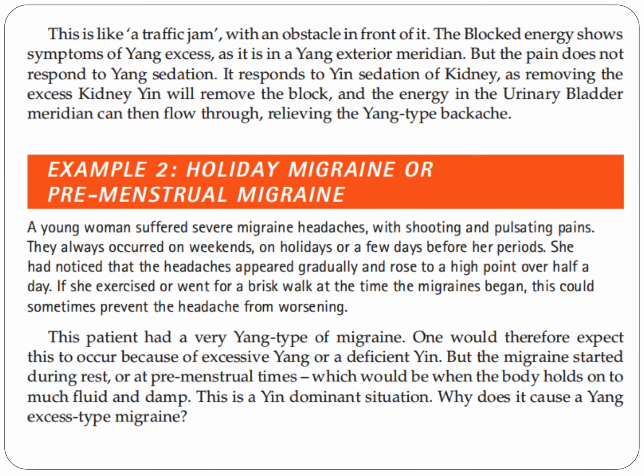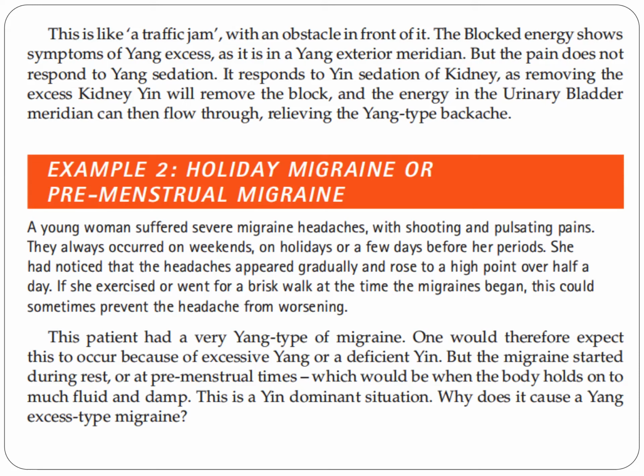Then we have here example number 2, holiday migraine or premenstrual migraine. A patient, a young woman, suffers severe migraine headaches with shooting and pulsating pains. They always occurred on weekends, on holidays, or a few days before her periods. She had noticed that the headaches appeared gradually and rose to a high point over half a day. If she exercised or went for a brisk walk at the time the migraine began, this could sometimes prevent the headache from worsening.